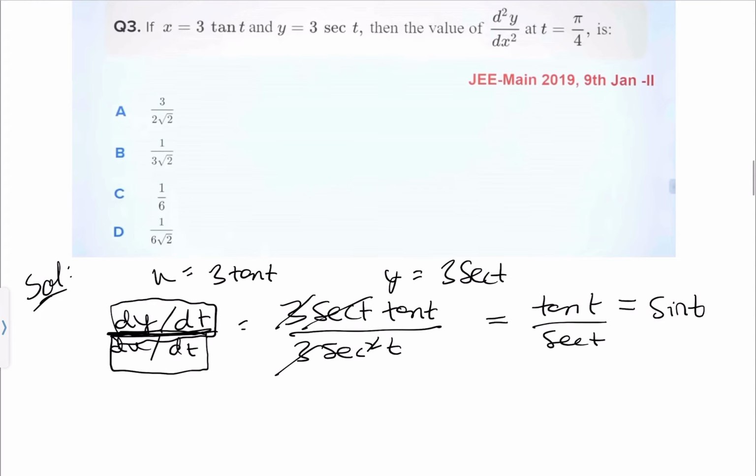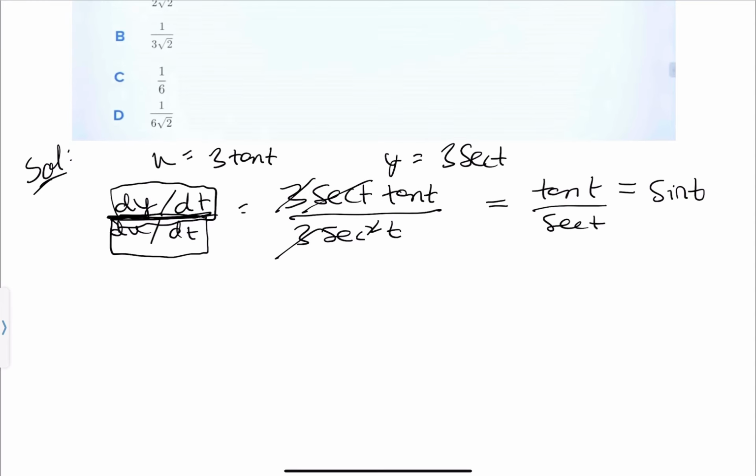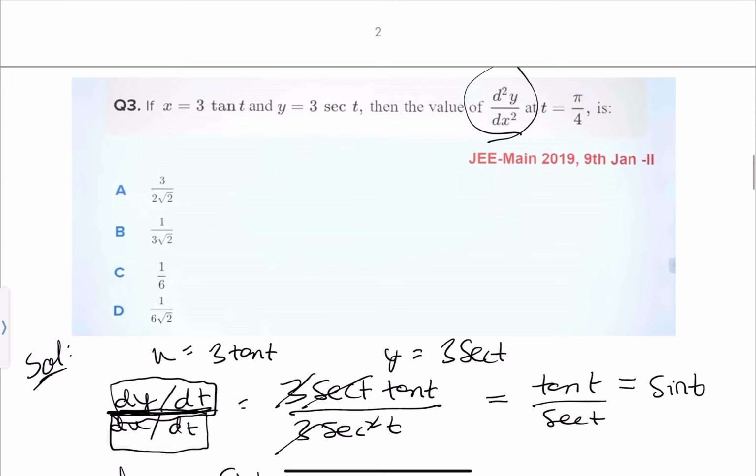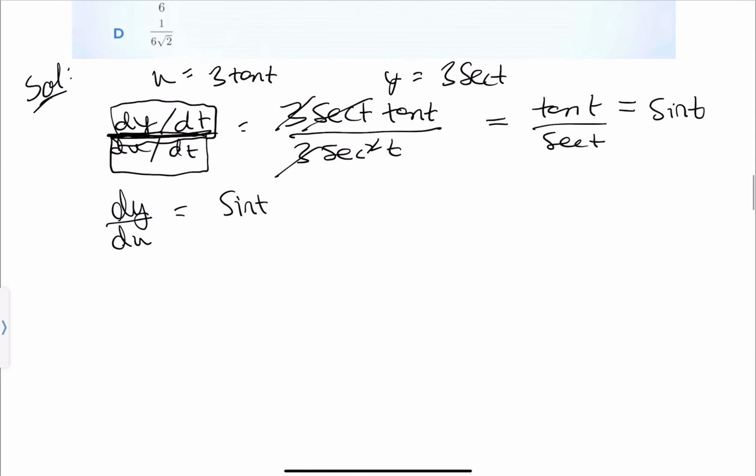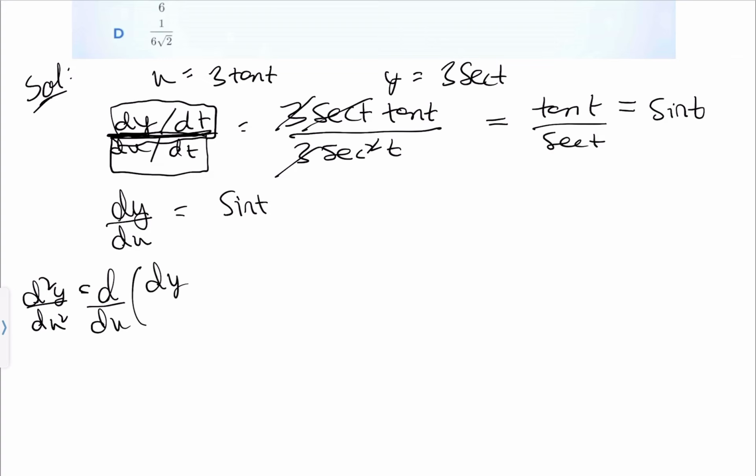Okay, so now my dy by dx is equal to sin t, and what I needed to find is d2y by dx square. So I will again differentiate it. Here there is a plot twist. For d2y by dx square I can also write it as d of dy upon dx.